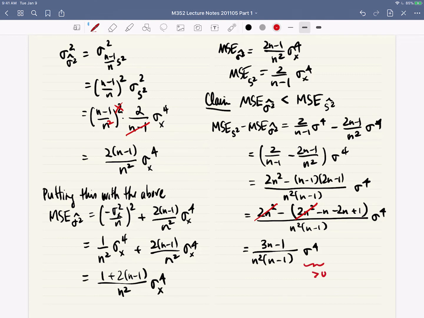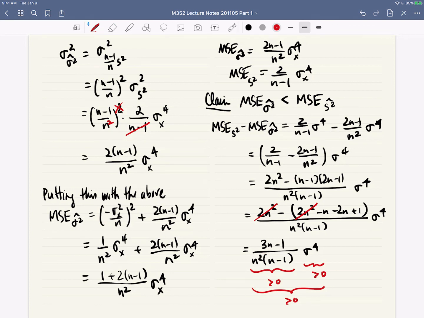Anything to the 4th power is always positive. Our n, our sample size, is going to be a pretty big number. But as long as it's bigger than 1, n minus 1 is positive. n squared is always going to be positive. So my denominator is always positive, and my numerator upstairs is always positive. So this thing is always positive. This whole thing, a positive times a positive, is positive.